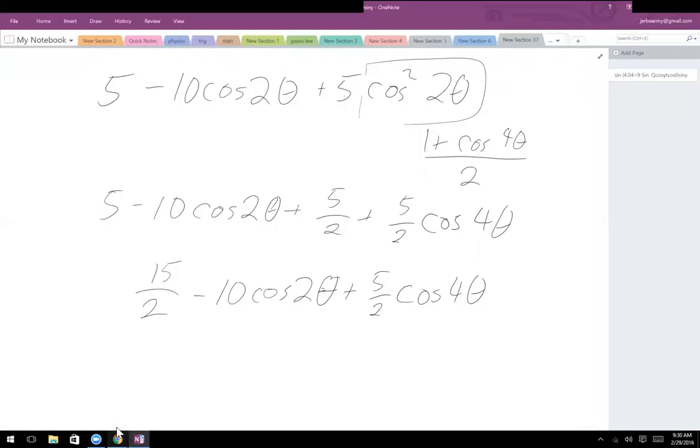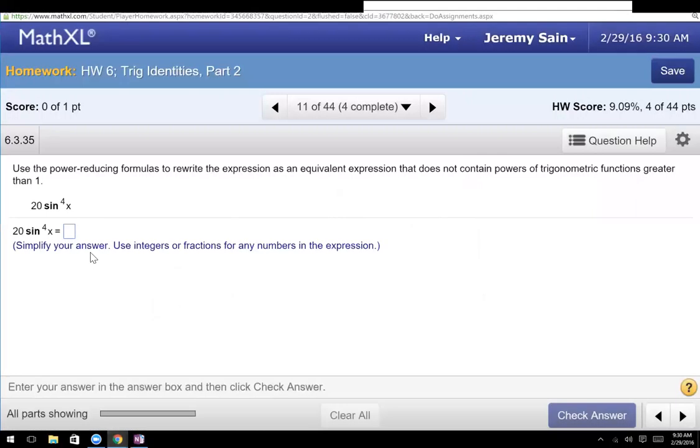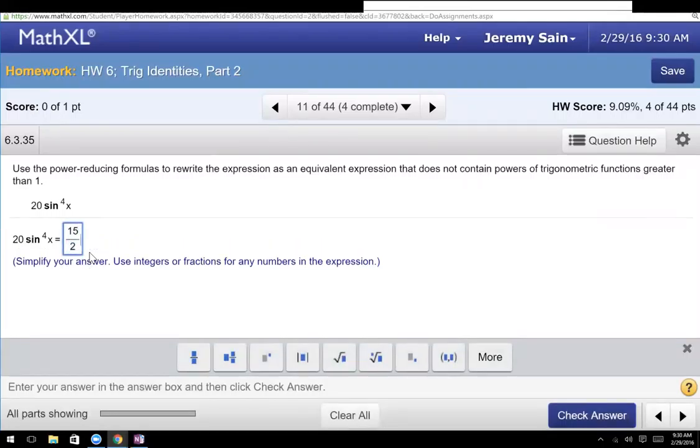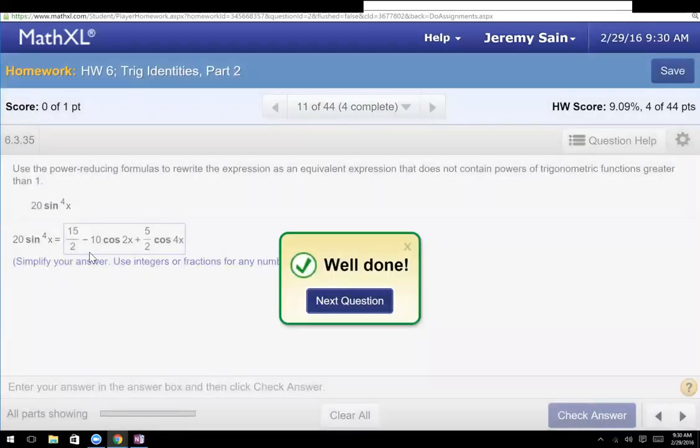So, what am I doing? 15 over 2 minus 10 cosine 2x plus 5 over 2 cosine 4x. Boom. Well done. Wait, and don't move on.